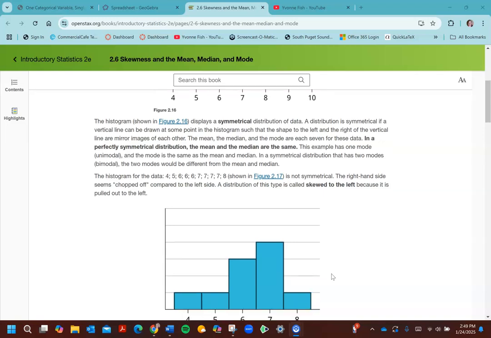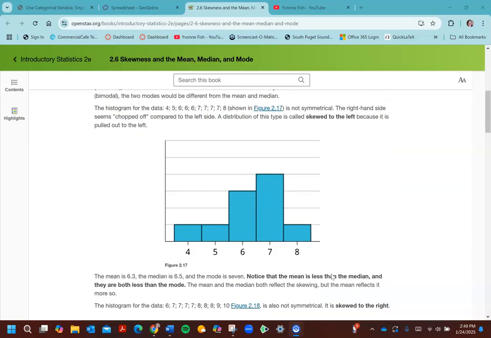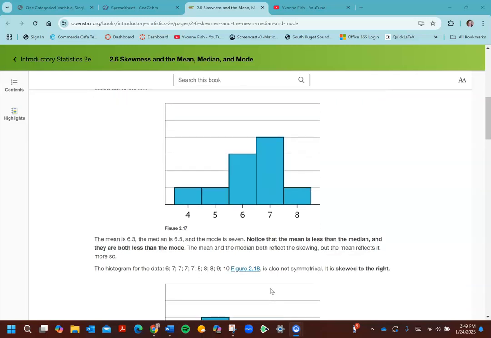So we're going to look at some other figures here, just really briefly, and show how if we have the mean is less than the median, and they are both less than the mode, then it is skewed. This one's skewed left. So that skinnier part is on the left.